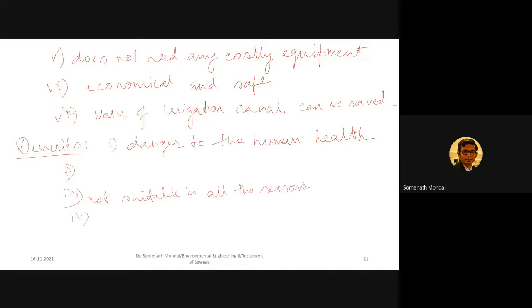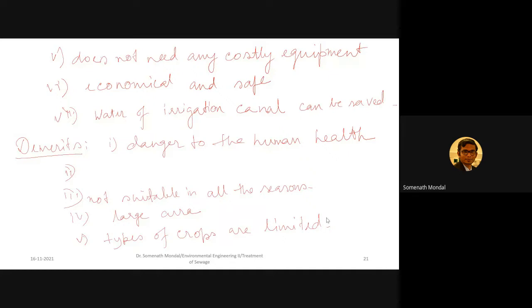Number four, it needs a large area. Large area of land is not available all the time, so that can be considered as one demerit. And then we have: types of crops are limited. Actually, we can only grow a few different types of crops.